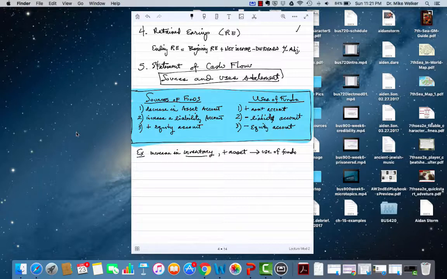An increase in a debt is a source of funds. Paying off debt, use of funds. It's a liability, right? Well, increase in debt, plus liability, so you have a source of funds. Money has come your way as a result of issuing the debt.